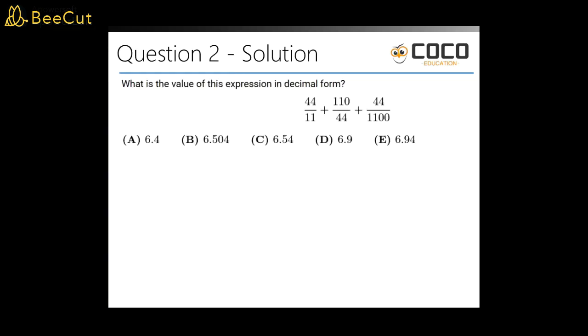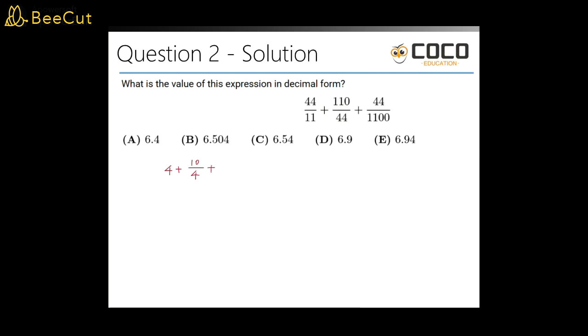Now, the second question, just do a direct calculation. 44 divided by 11, which is 4. Right. Second one, 110, 44. They have a common factor of 11. Let's divide by 11, so we get 10 over 4.